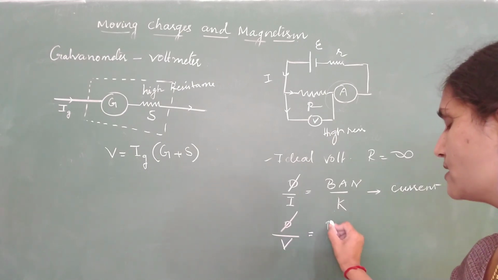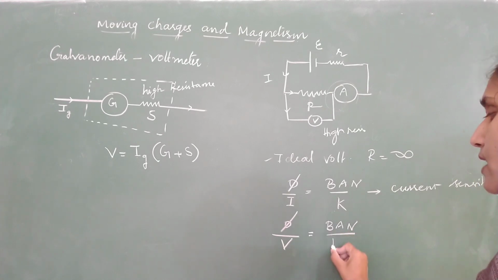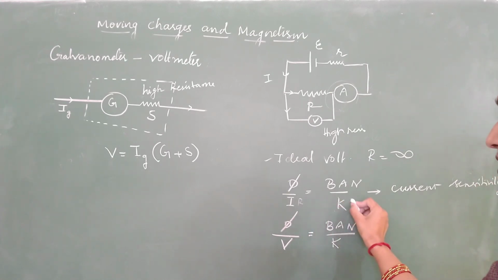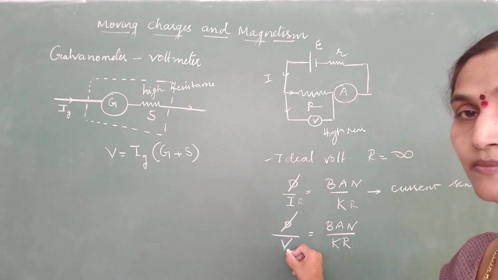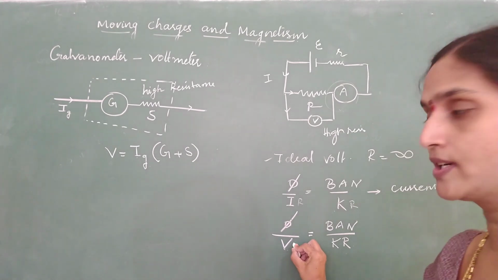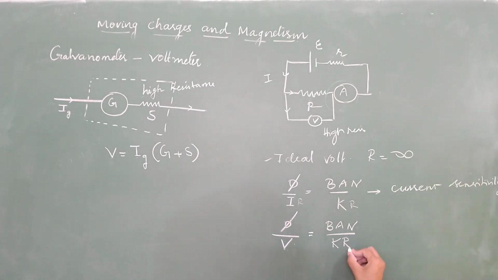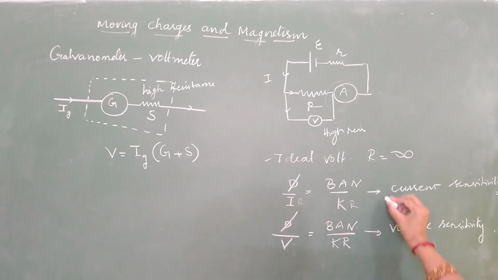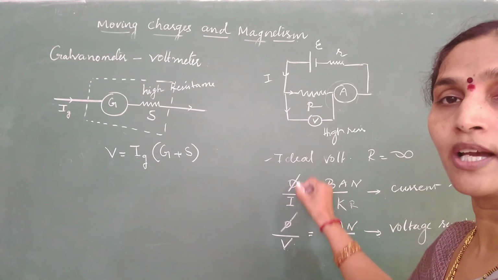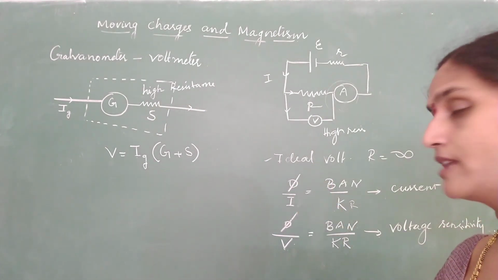How to get the voltage sensitivity? BAN by K. If I multiply this with resistance, we know I into R will give you potential difference. So here I will write the resistance, where R is the resistance of the complete device. So this ratio, deflection per unit potential difference, which is BAN by K into R, is called voltage sensitivity. Okay, remember these two definitions. Current sensitivity is phi by I, voltage sensitivity is phi divided by V.